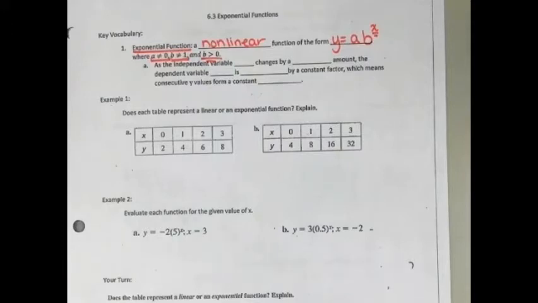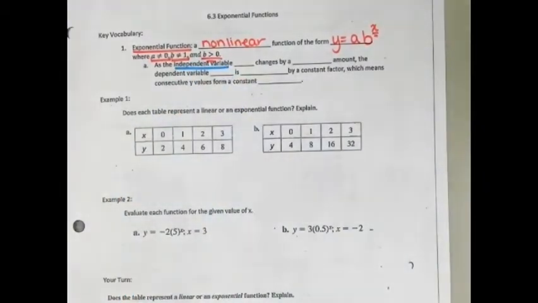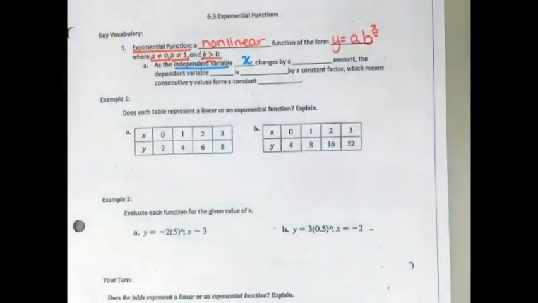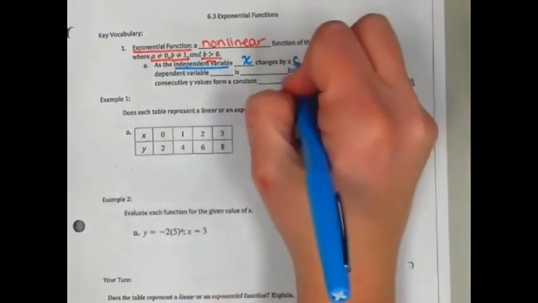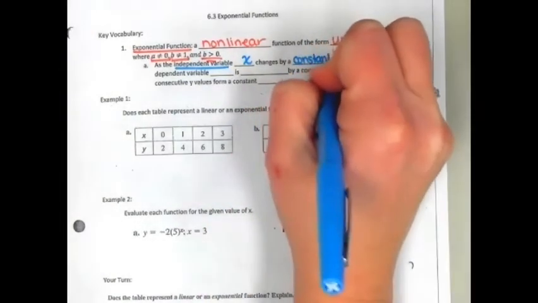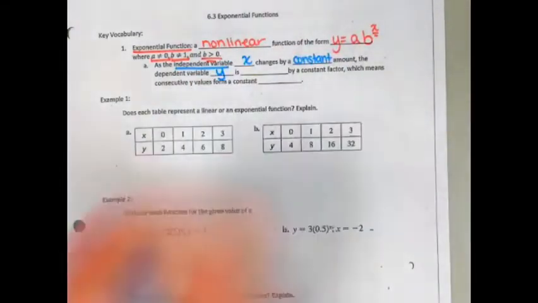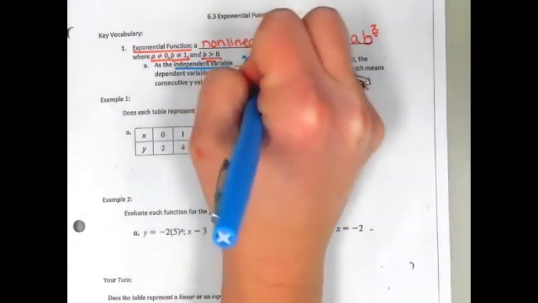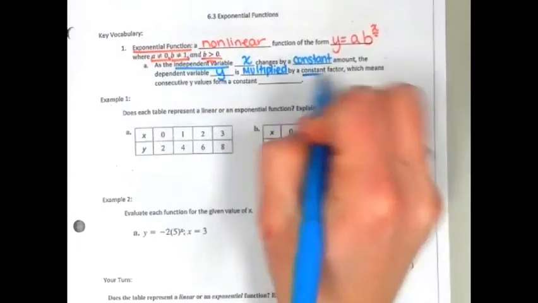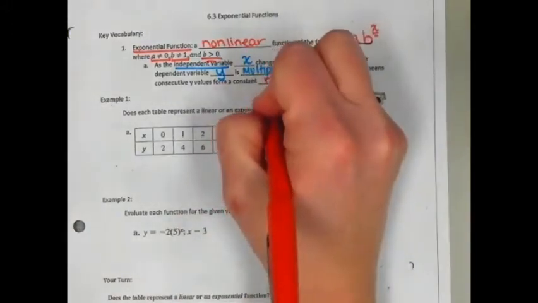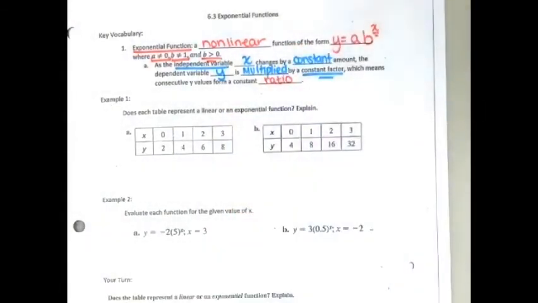As the independent variable, what's my independent variable again? Is that the x or the y? It is the x, okay? As my independent variable x changes by a constant amount, the dependent variable y is multiplied by a constant factor, okay? Which means the consecutive y values form a constant ratio, okay?